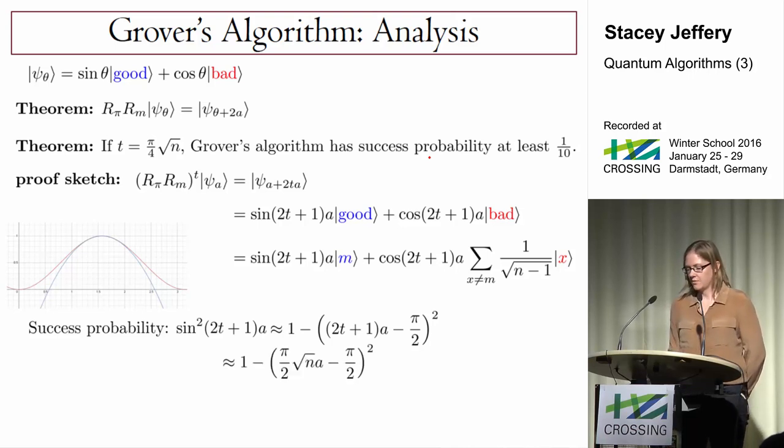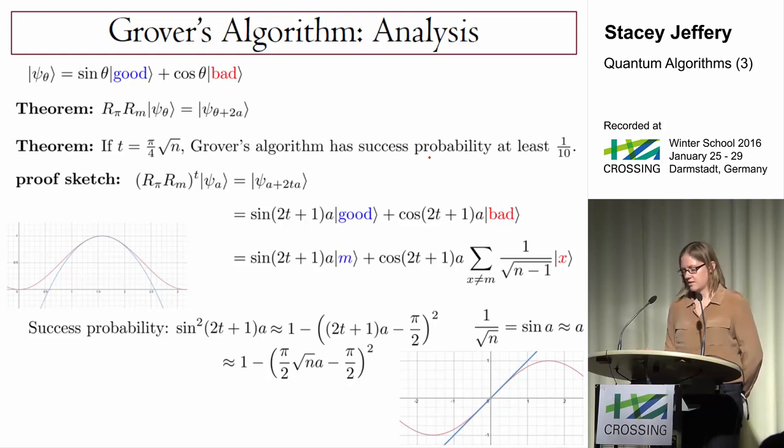So now we just plug in t, which is pi over 4 times the square root of n. And finally, we'll notice that, this is the thing that I've been saying, that when a is very small, sine of a is approximately equal to a. So this, in red, I have sine of a plotted, and in blue, I have a plotted, and you can see that they're basically the same as long as it is close to zero. And so a is approximately equal to the sine of a, which is 1 over square root of n.